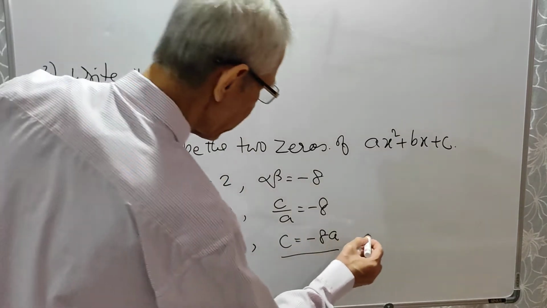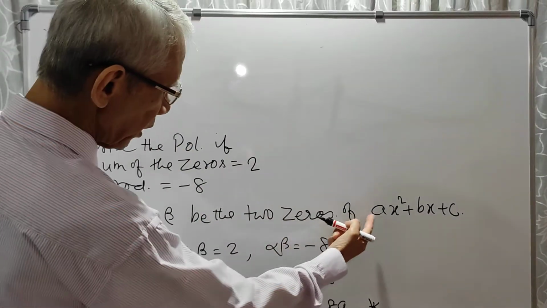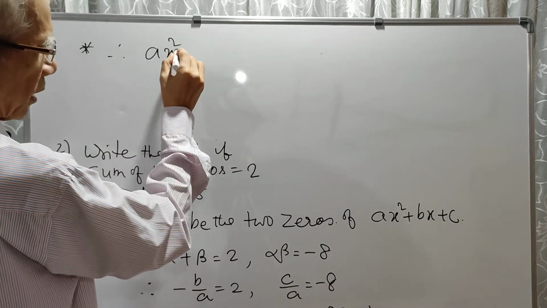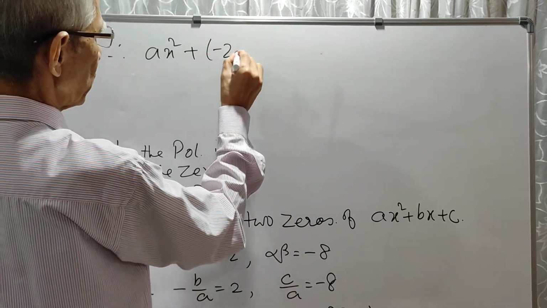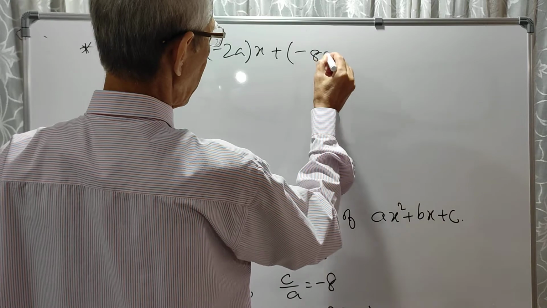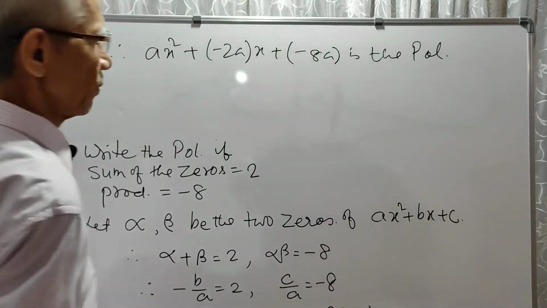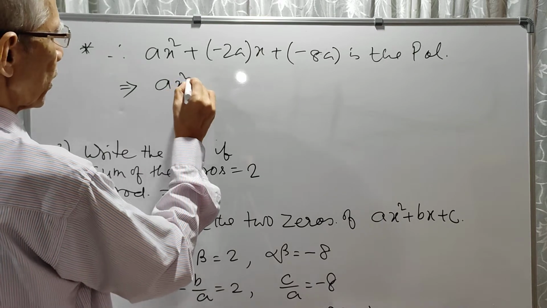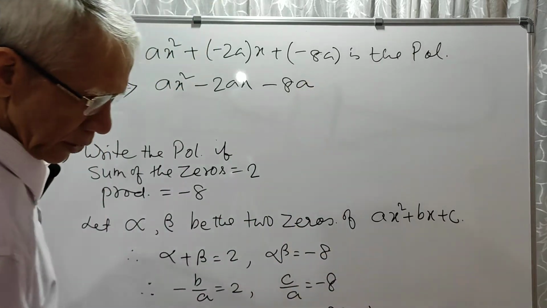So let me write it here. Now put the values. Therefore, the polynomial is ax square plus bx plus c. What is b? b is minus 2a, so minus 2a x, plus c. c is minus 8a. So ax square minus 2ax minus 8a is the required polynomial. Now we have to simplify. Simplifying, we get ax square minus 2ax minus 8a, isn't it? So that is the polynomial.